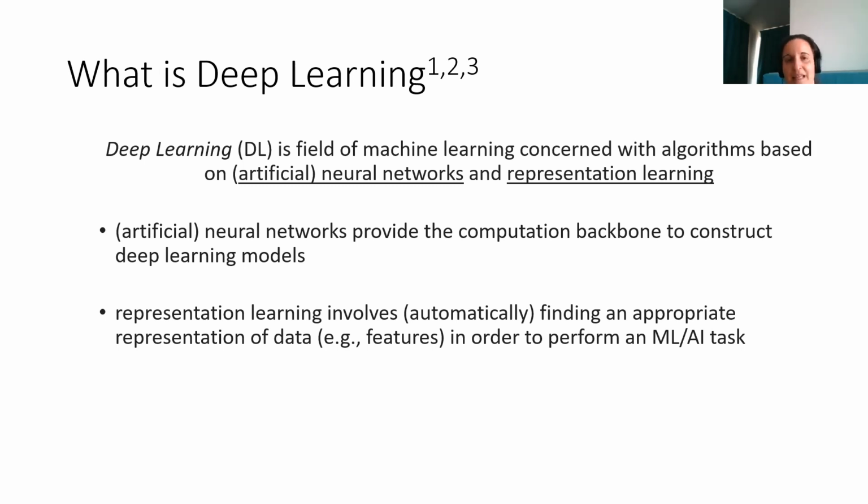And part of this machine learning is deep learning, another field in machine learning that is concerned with algorithms based on what we call artificial neural networks, and we'll see the structure of these models, and representation learning. So the artificial neural networks provide the computation backbone to construct deep learning models. Basically, using neural networks, we create these deep learning models, and representation learning involves automatically finding an appropriate representation of data in order to perform an ML or AI task.